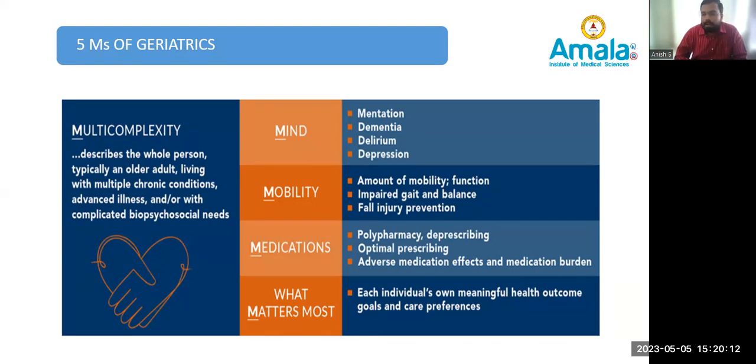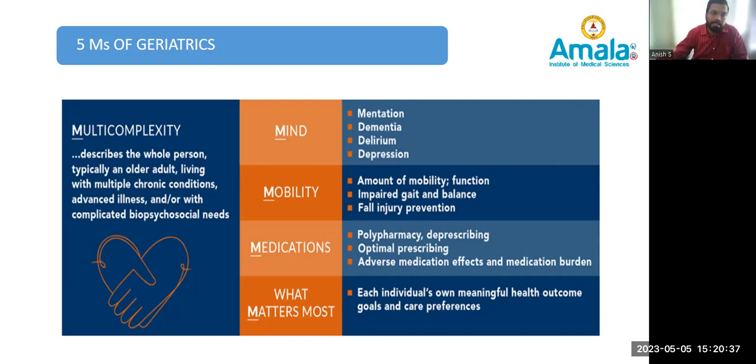Medications. Polypharmacy is the dictum in patients, especially when they are having multi-morbidity. So deprescribing and optimal prescribing in patients to reduce the adverse medication effects and medication burden is important. But over and above all this, what matters most is the driving force behind the 5 M's. That's each individual's own meaningful health outcome goals and care preferences.